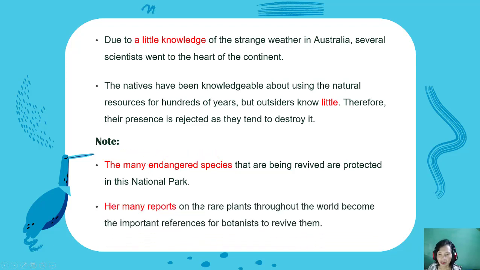Okay. Her many reports on the rare plants throughout the world become the important references for botanists to revive them. You can also have it with a possessive pronoun: her, their, mine. If you have her reports, of course, it will be different in meaning. Her reports means that maybe one or two reports only, two or three reports only. But if you have here her many, it means that it is more than two or three. A lot of. Okay.